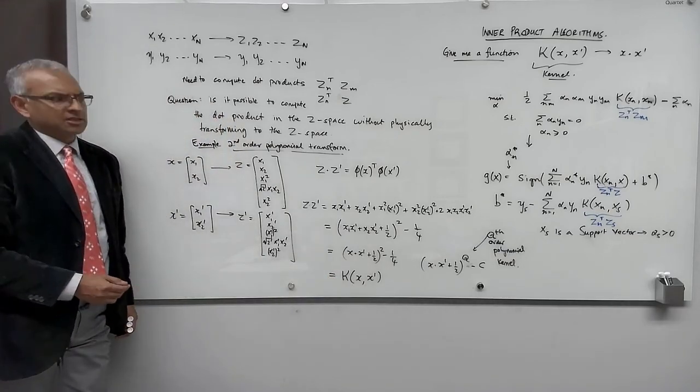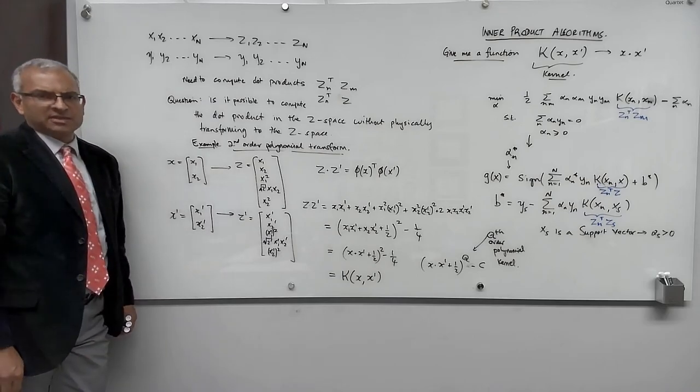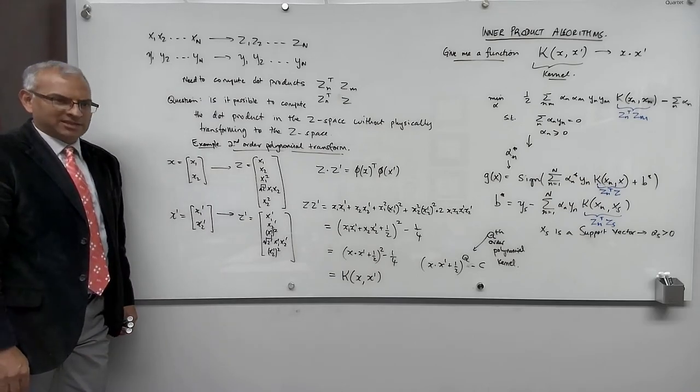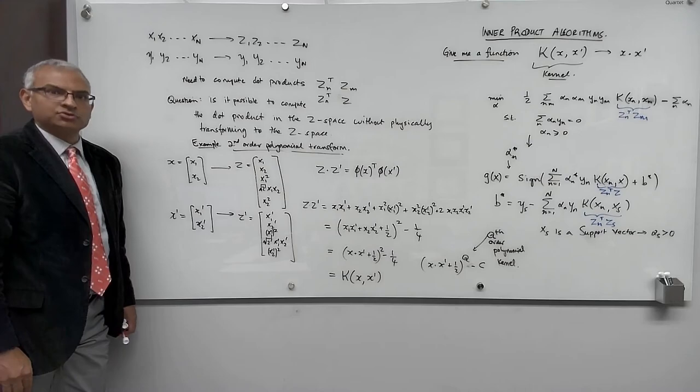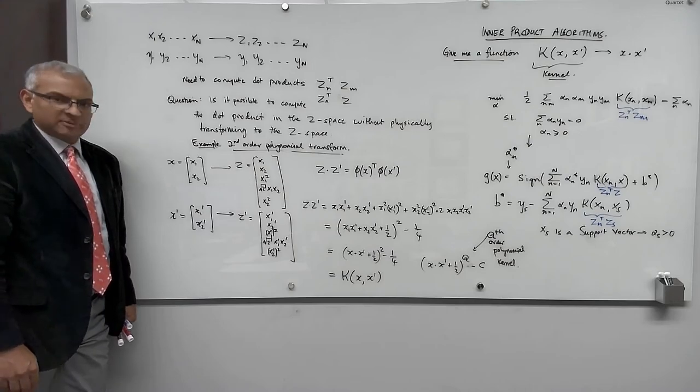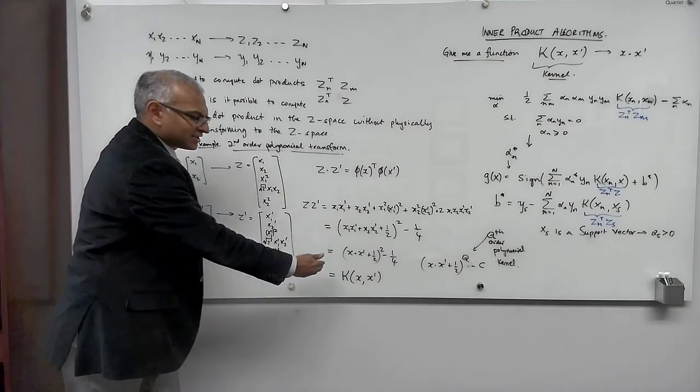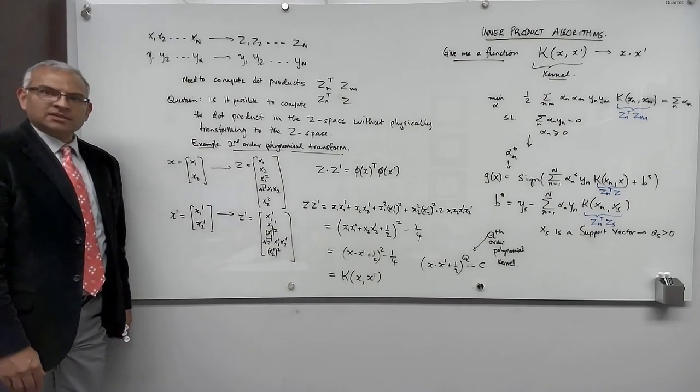But what if you cannot do that? Then you have no choice. You have to transform into that space. And that's where we play the game of, we get to choose the space we want to transform to. So you choose a space to transform to for which there exists a kernel.